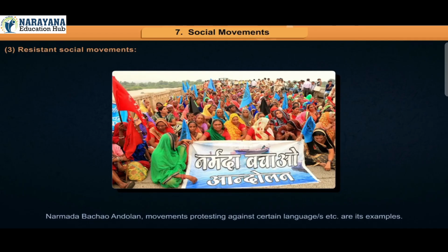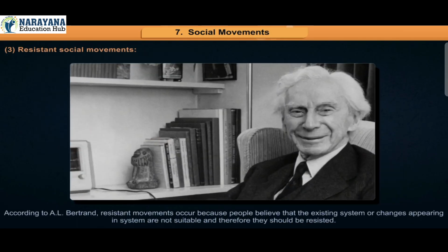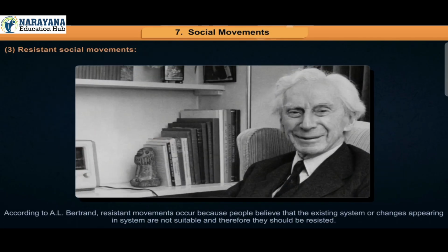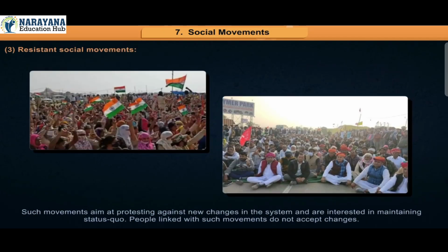Narmada Bachao Andolan, movements protesting against certain languages, etc. are its examples. Resistant social movements result in very partial change or in status quo. According to A.L. Bertrand, resistant movements occur because people believe that the existing system or changes appearing in the system are not suitable and therefore they should be resisted. Such movements aim at protesting against new changes in the system and are interested in maintaining status quo.